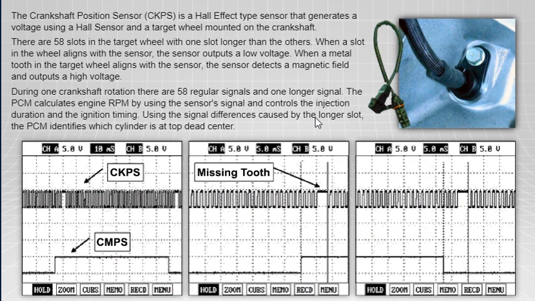The PCM calculates engine RPM by using the sensor's signal and controls the injection duration and the ignition timing. Using the signal differences caused by the longer slot, the PCM identifies which cylinder is at top dead center.